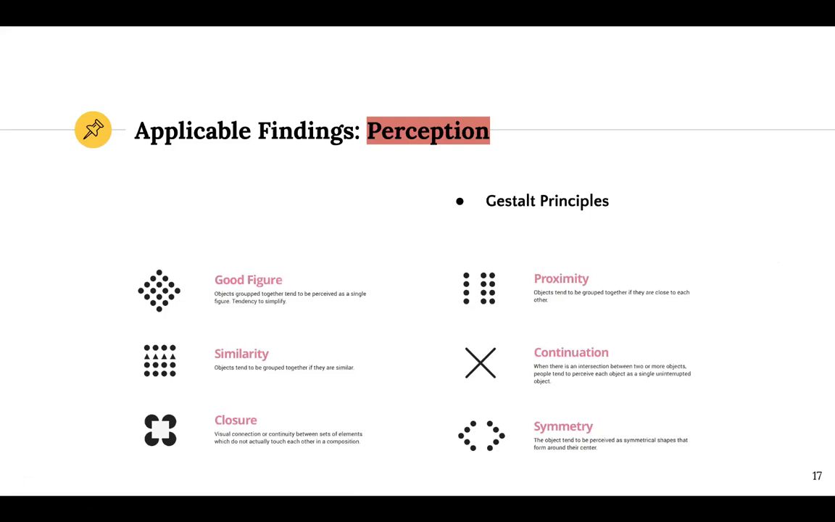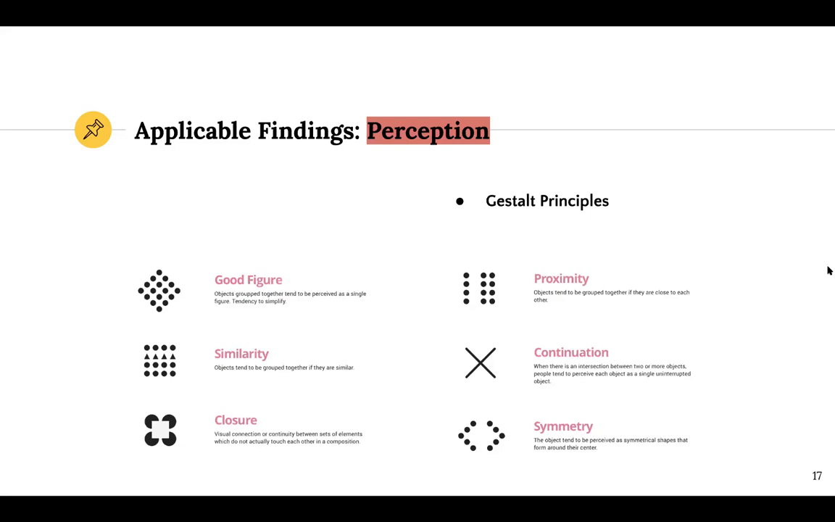Similarity. Objects tend to be grouped together if they are similar. So we see the line of triangles and we see it as a line versus just 4 triangles. And we can even see it as a division between things. So we see it as a division between the line of circles at the top and the 2 lines of circles at the bottom. Closure, visual connection or continuity between sets of elements, which do not actually touch each other. So there actually isn't a square, but we kind of see a square. And therefore we are kind of grouping the 4 circles together as one object.